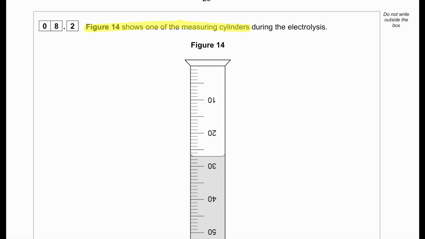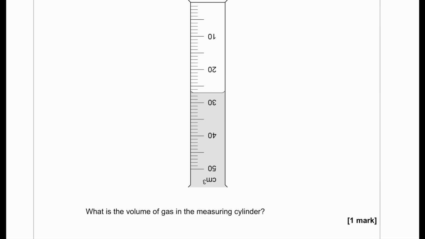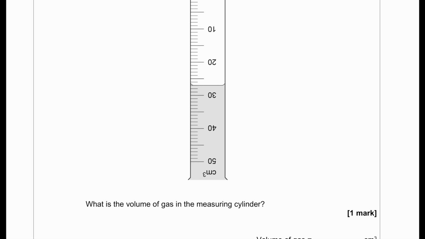Figure 14 shows one of the measuring cylinders during electrolysis. So we can see this measuring cylinder is inverted. So we're going to read it 21... so this will be 25, 26, and this will be 27. So the volume here we are reading is 27.